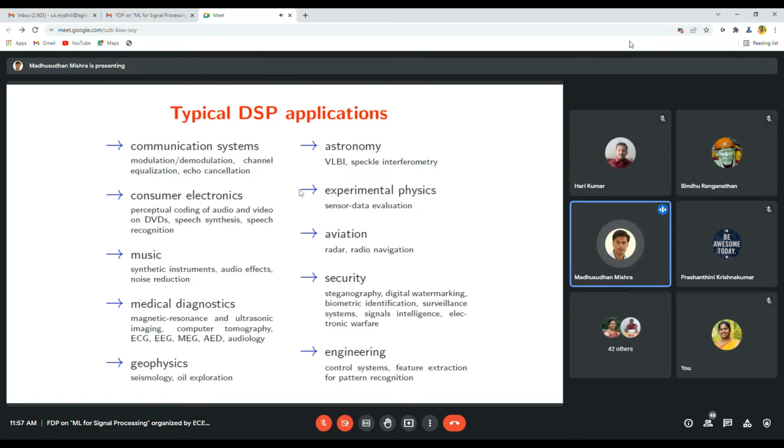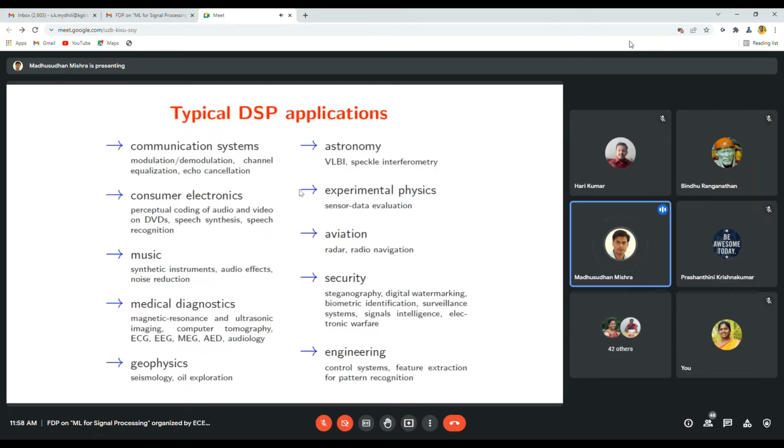Then in geophysics, like oil exploration and earthquake detection. In experimental physics, also for sensor-based evaluation. In aviation, like radar and radio navigation. Then in security, like steganography, digital watermarking, image processing, surveillance, signal interference, and electronic warfare.